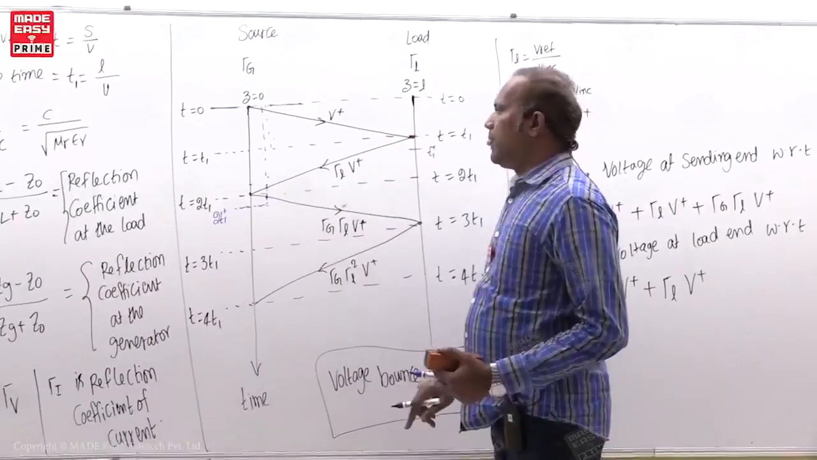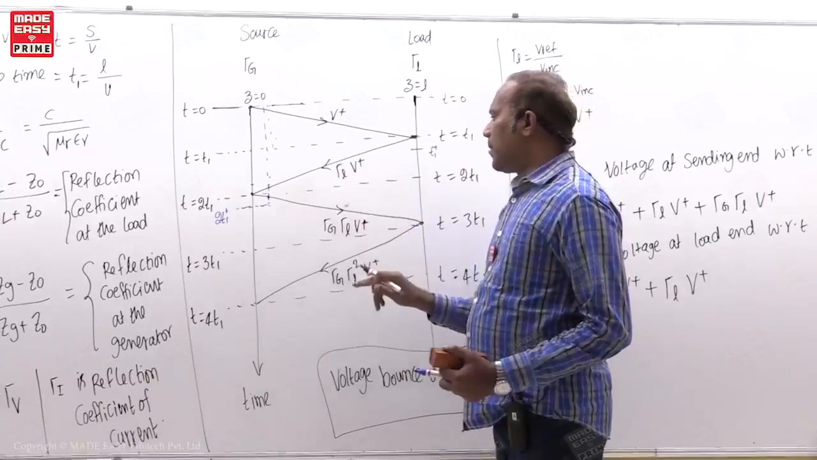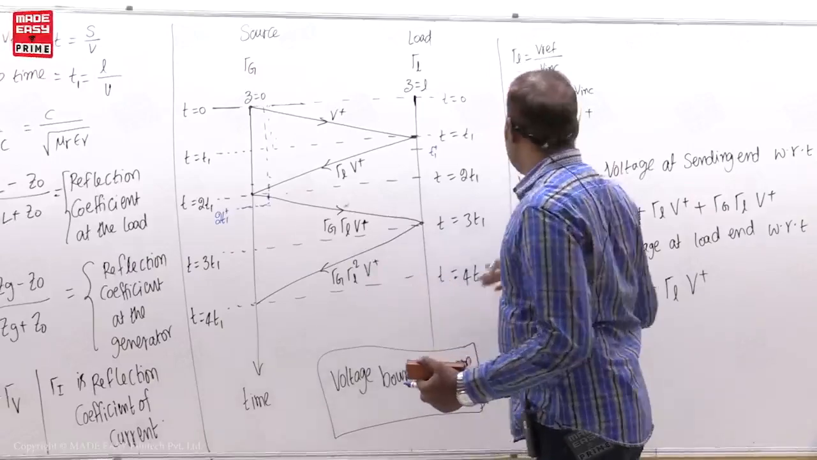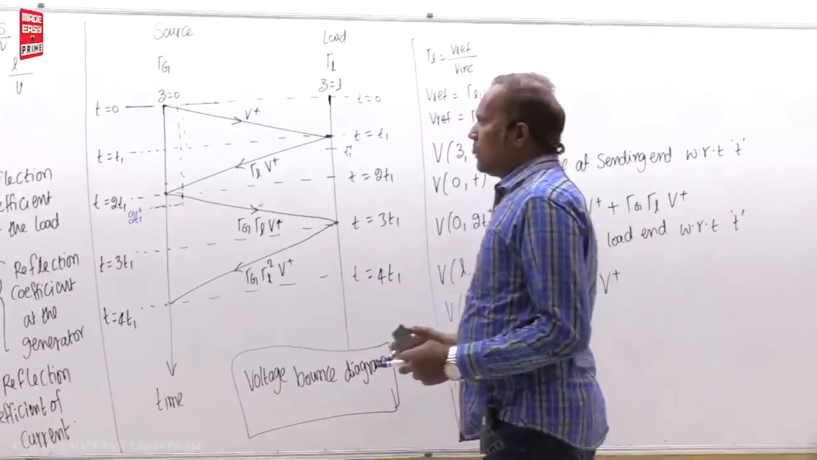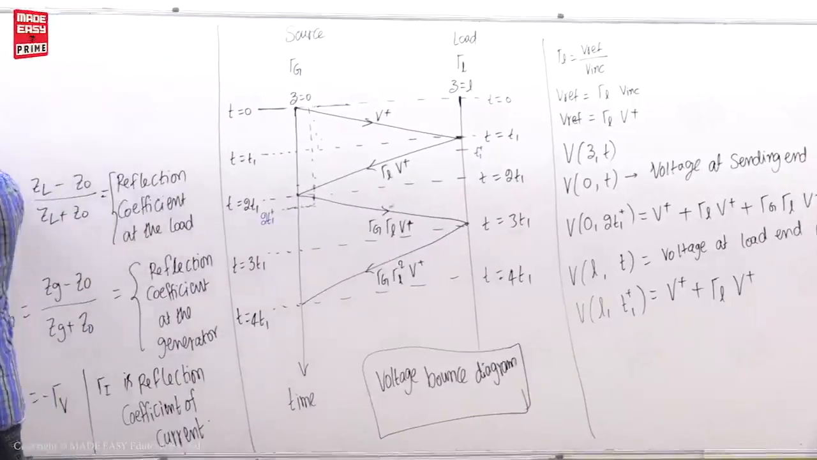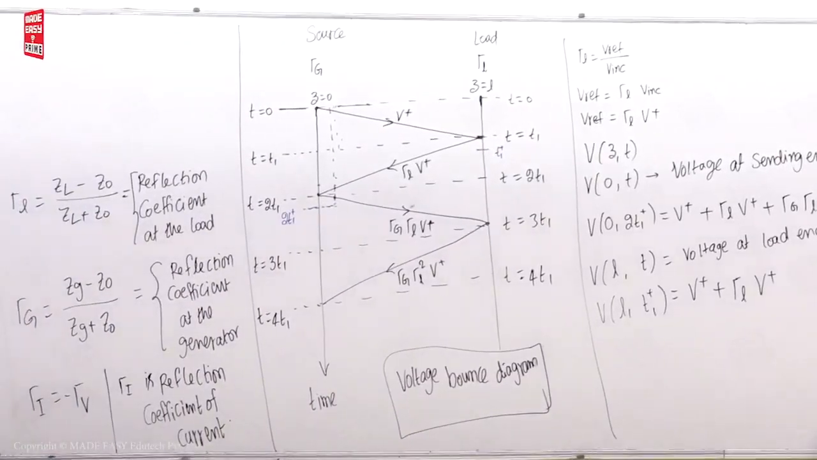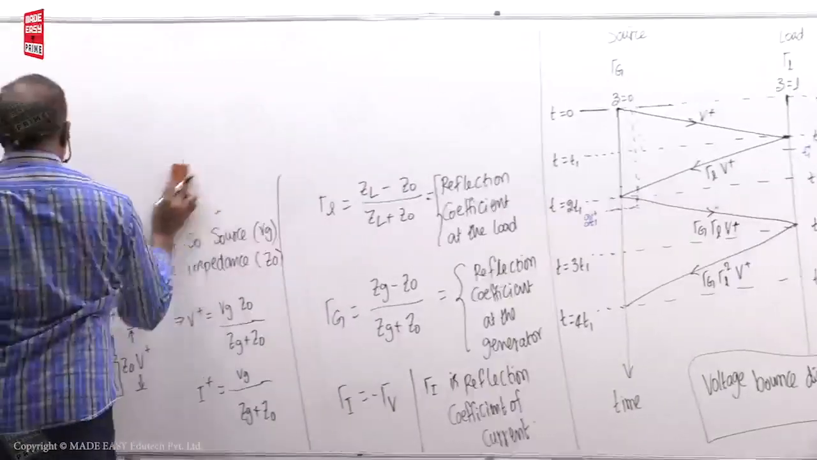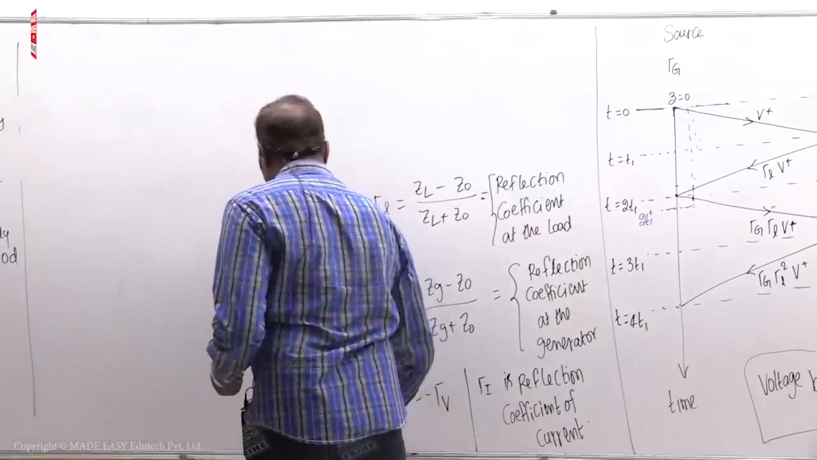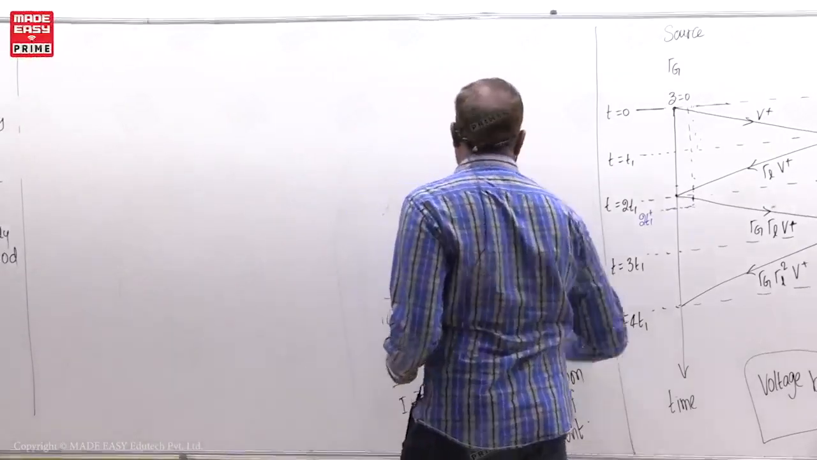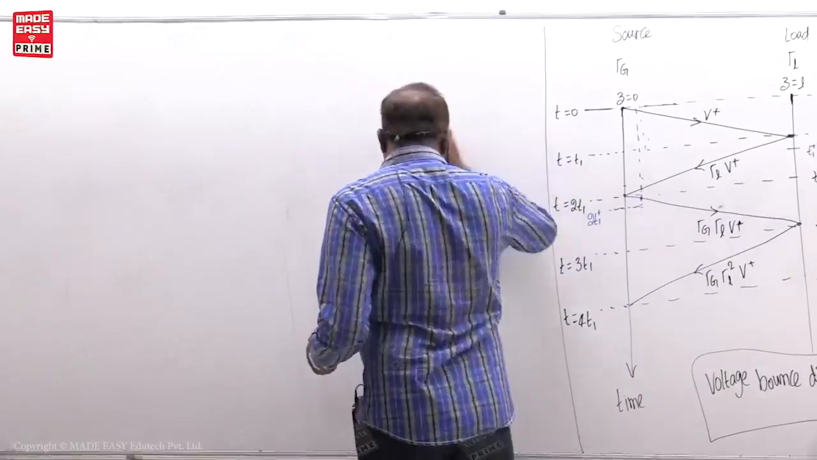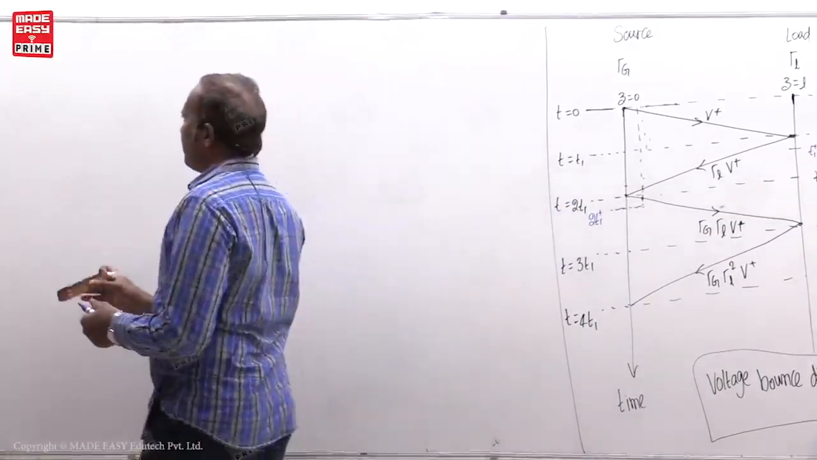Then here I plus should be there. Then every time here minus gamma L. Here minus gamma G into minus gamma L I plus. Like that it comes. Similar way equations are written. So if you want, I will draw the diagram here. Okay. So that is called current bounce diagram.